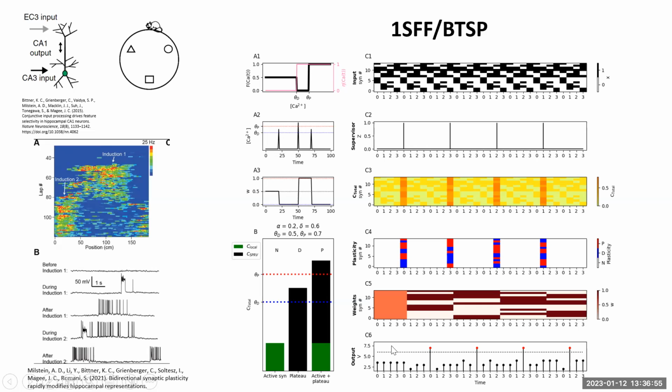Because you've potentiated these synaptic weights, the spiking output of the neuron also reflects where that place field is. After the first induction location, it spikes at location 0. After the second induction, it spikes at location 3, and so on. So that is behavioral timescale plasticity, one-shot flip-flop plasticity.